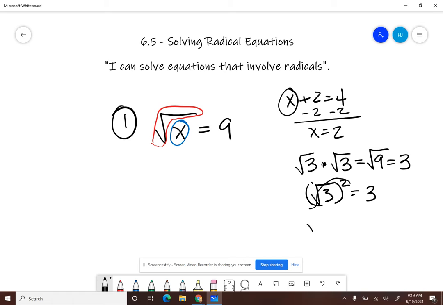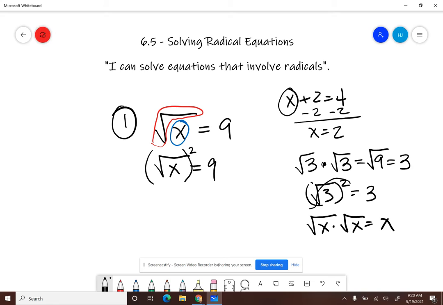So if you think about it, if I take the square root of x times the square root of x, well, that's just going to give me plain old x. The square roots are going to go away. So what I need to do here, I'll clean this up just a little bit so you can see what's going on. I've got the square root of x equals 9. What I really need to do is square the left side of the equation.